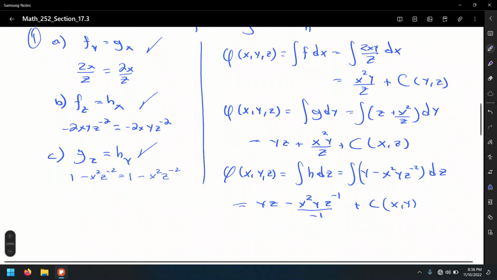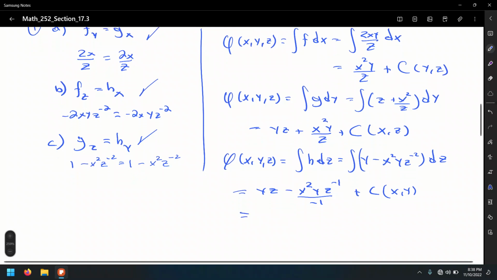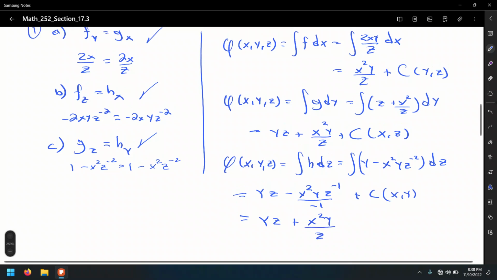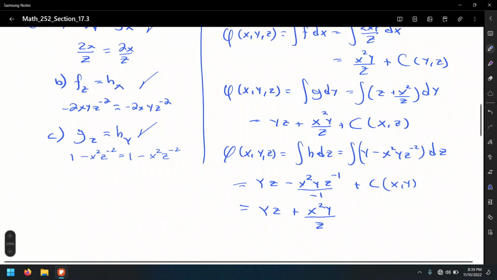Now let's clean up these negatives and the product of the negatives and the negative exponent. This will be yz plus x squared y over z. And in this case, okay, plus c of x and y.